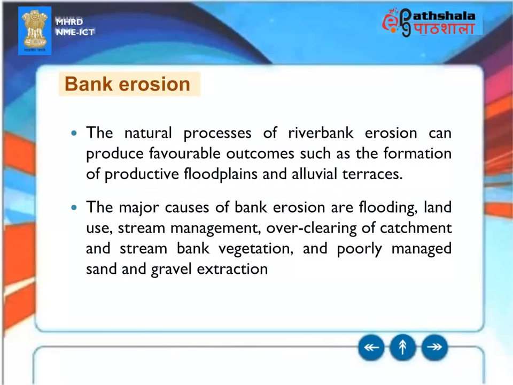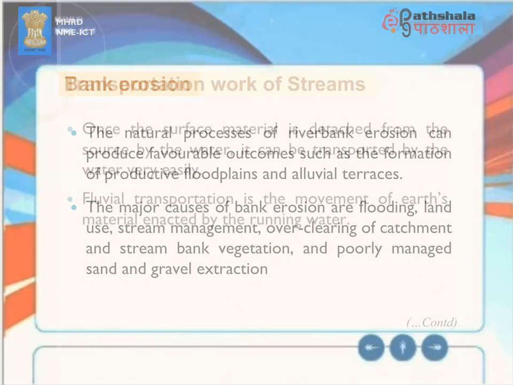The natural process of riverbank erosion can produce favorable outcomes, such as the formation of productive floodplains and alluvial terraces. The major causes of bank erosion are flooding, land use, stream management, overclearing of catchment and stream bank vegetation, and poorly managed sand and gravel extraction.